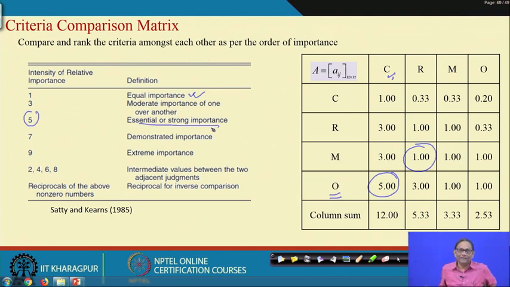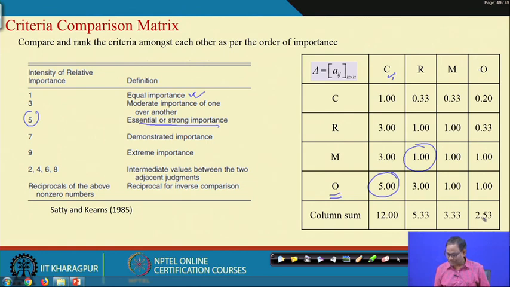In this manner you will get the values. Who will give the values? The expert will give the values. Then, with 5 experts, you just take the average. Diagonal elements will always be 1, because they are comparisons with the same criteria, like cost versus cost, reliability with reliability. So, this is what the comparison matrix is.